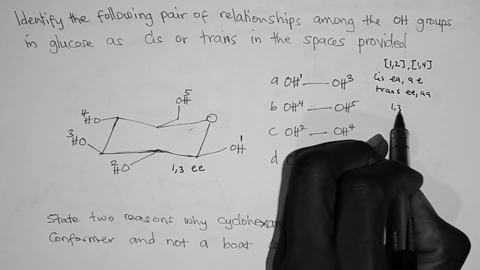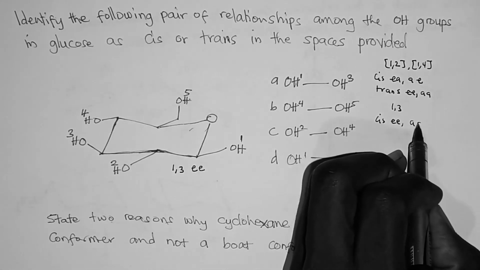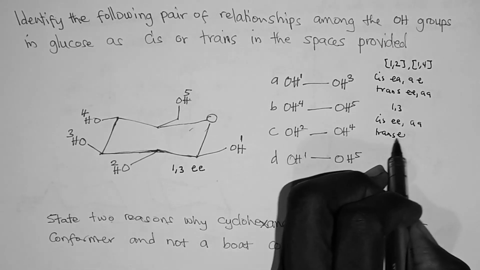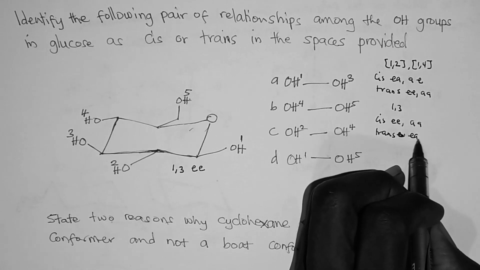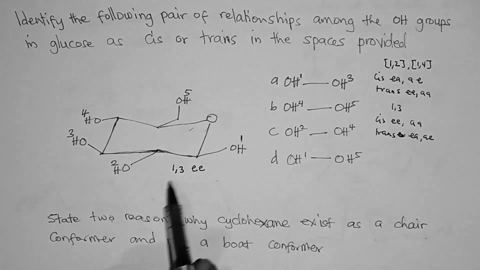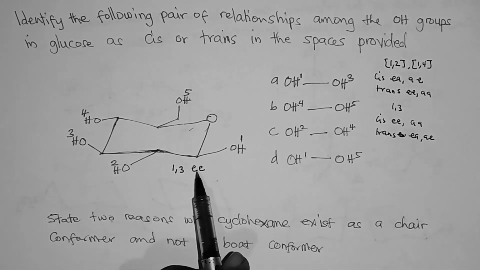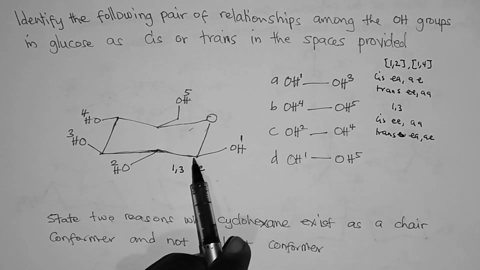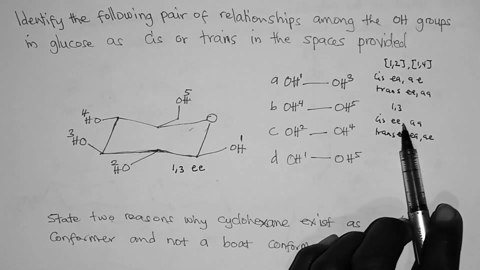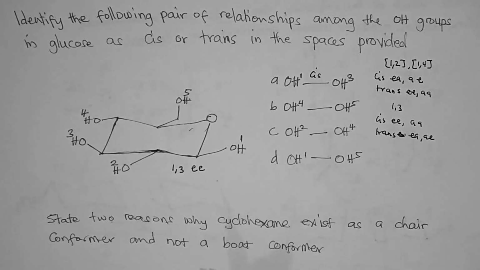Then for a 1-3, a cis is an EE or AA position. Then a trans is an EA or AE position. So we are talking about 1-3, and this 1-3 is EE because this is an equatorial position, this is also an equatorial position. So 1-3 EE is a cis. So that means that this is a cis.